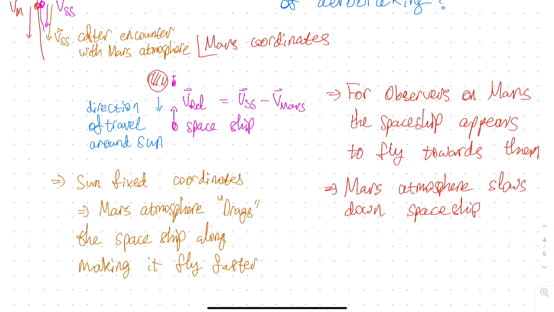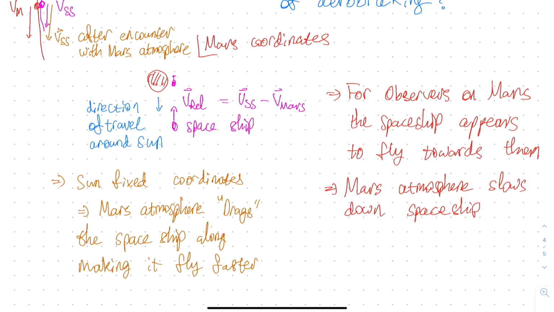I hope that this little interlude helped us understand a bit better how it's possible to use aerobraking to make a spacecraft fly faster relative to the Sun. Right, and the main point here is aerobraking is with respect to the coordinates of the planet and not to coordinates of the Sun. In the coordinates of the Sun, because the atmosphere of Mars is moving much faster than the spaceship, it's not really so much aerobraking as aero pushing the spacecraft along to make it go faster.